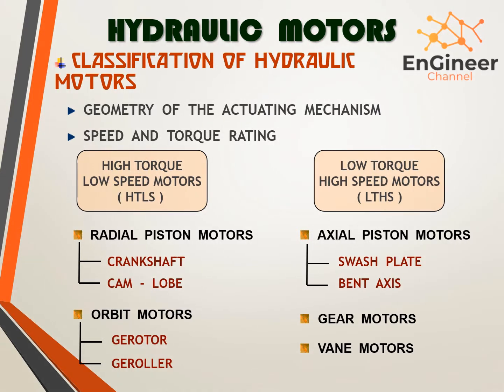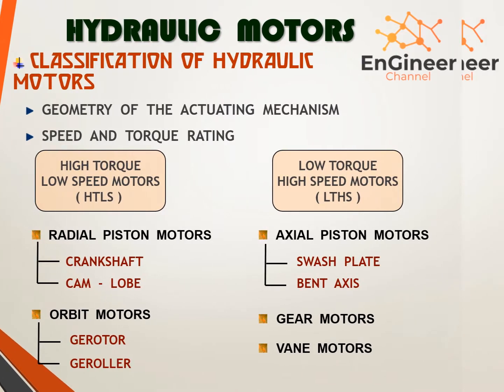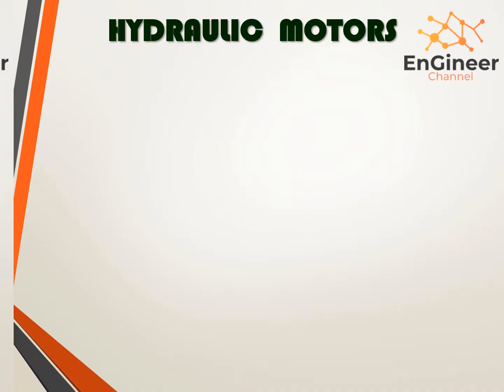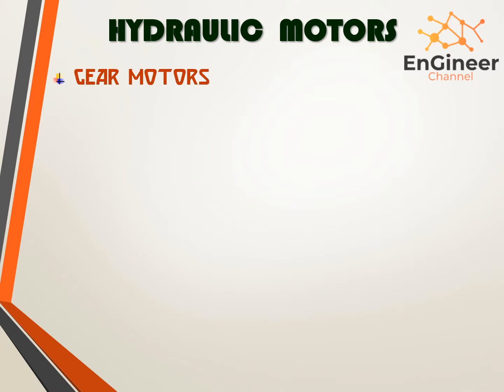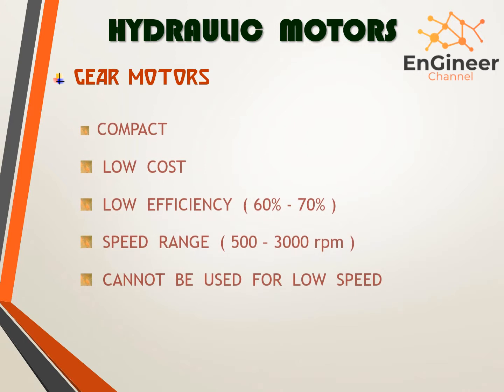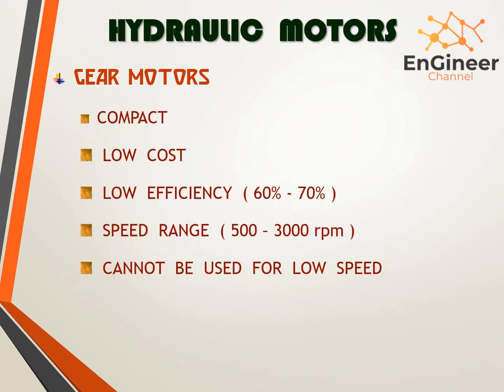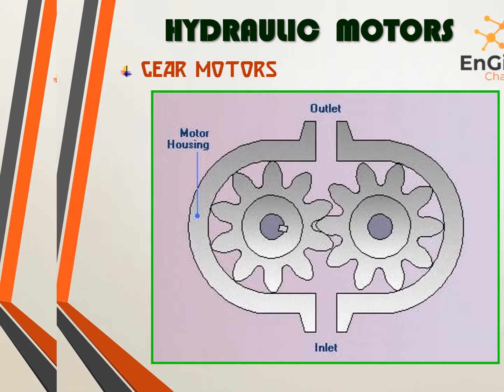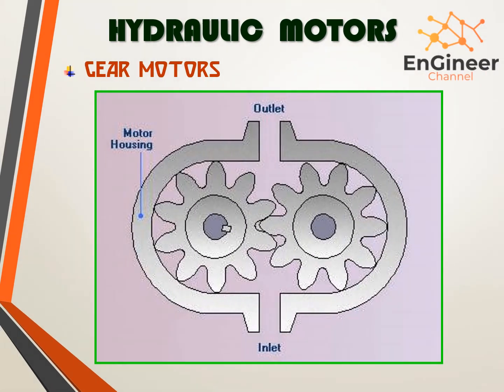Let's discover each one of them. We're going to begin with the gear motors. They are compact, low cost, low efficiency, between 60 and 70 percent. The speed range is between 500 and 3000 RPM, and they cannot be used for low speed. This is a picture of a gear motor.